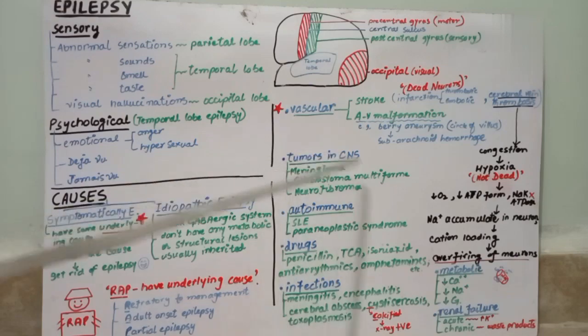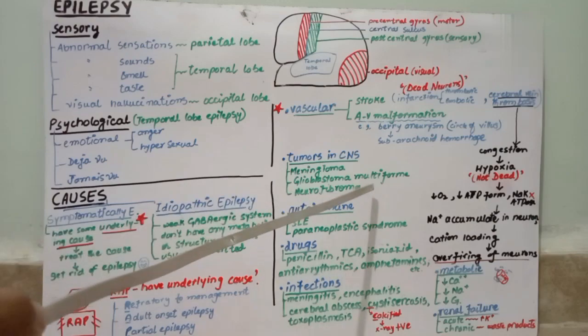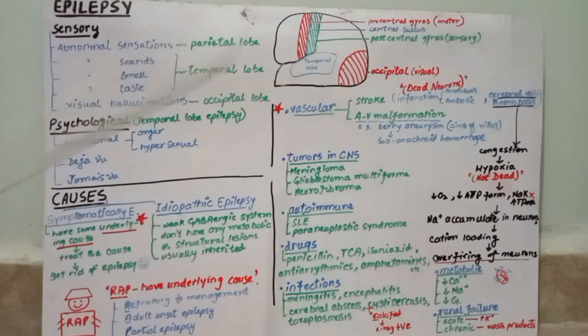Coming towards the tumors in CNS. I mentioned three names: meningioma, glioblastoma multiforme, and neurofibromas. I want to talk about the neurofibroma. Neurofibromatosis is actually a genetic disorder in which neurofibromas, which are tumors, form in the body. Neurofibromatosis has two types, 1 and 2. In type 1 the whole body is involved, while in type 2 the tumors form just in the CNS. And type 2 neurofibromatosis actually leads to epileptic attacks.